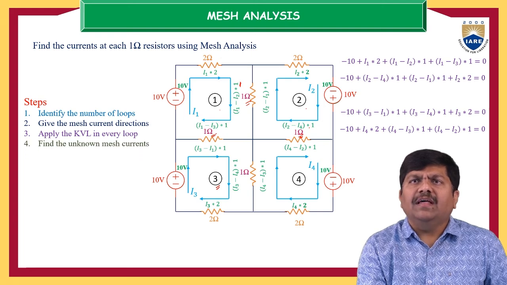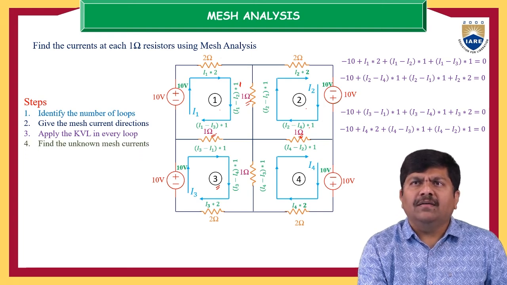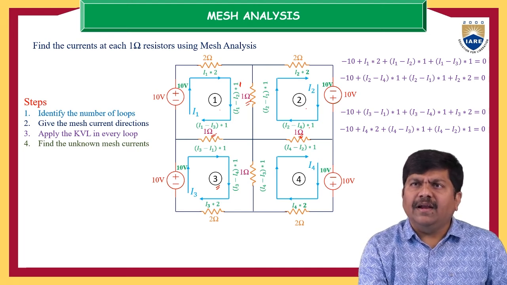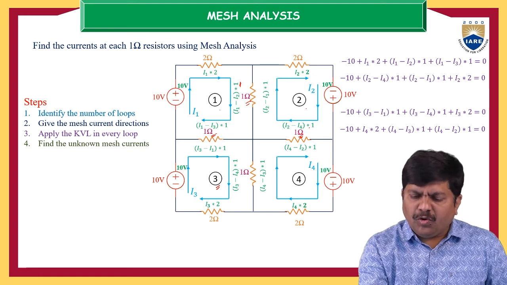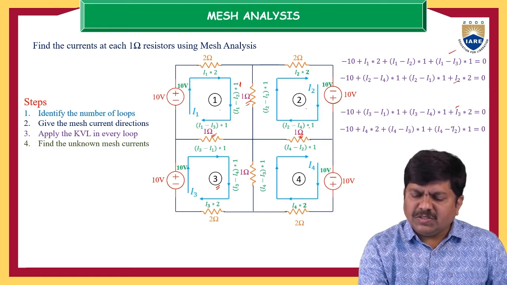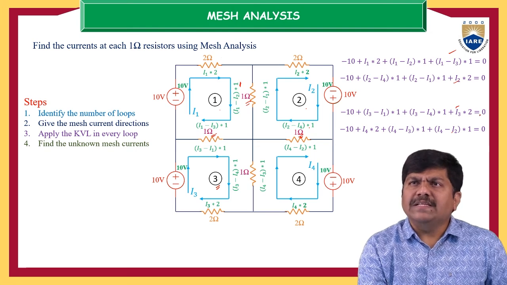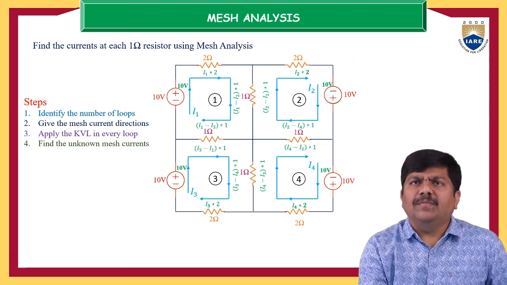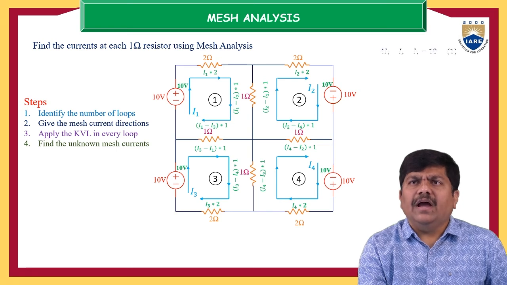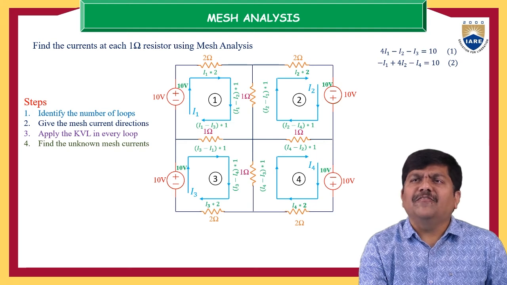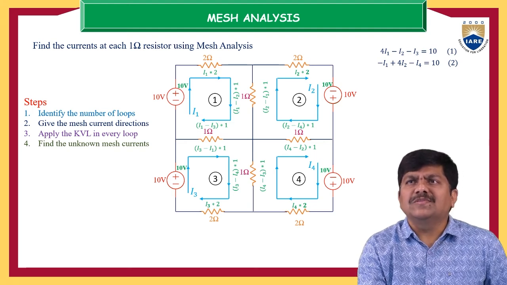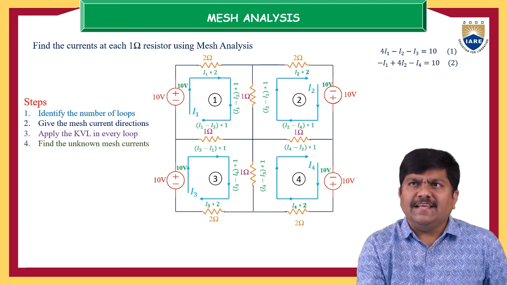And the next one is to find the unknown mesh currents. So what are the mesh currents here? First mesh current is I1, second is I2, third I3, and fourth I4. So we have 4 mathematical expressions, and all these 4 mathematical expressions depend on mesh currents I1, I2, I3, I4. So with the help of some algebraic computations, let us determine the values of I1, I2, I3, I4. So if you simplify our previous KVL expressions of individual meshes, the first expression looks like 4I1 minus I2 minus I3 is equal to 10.